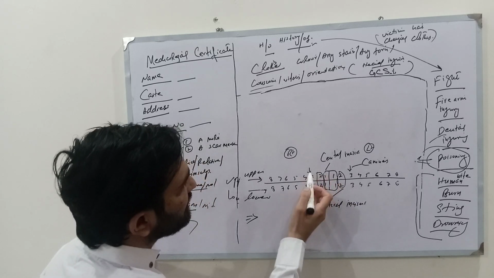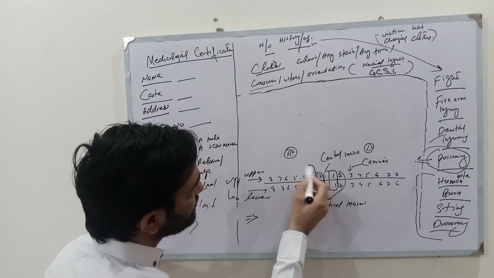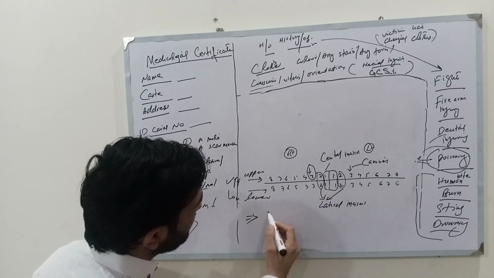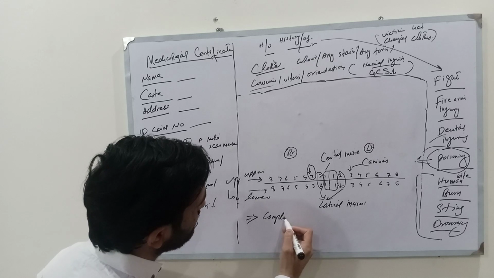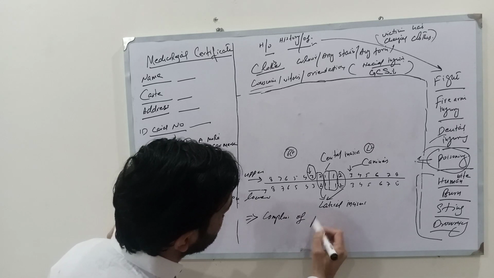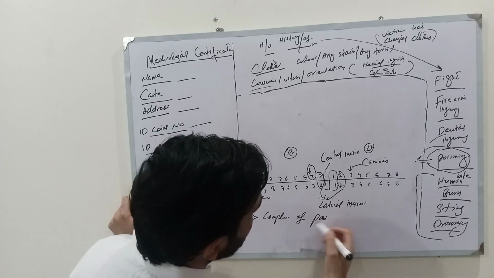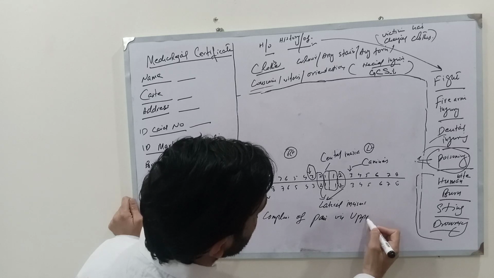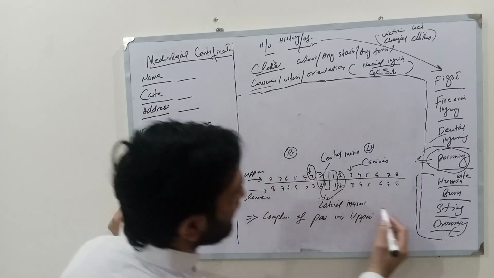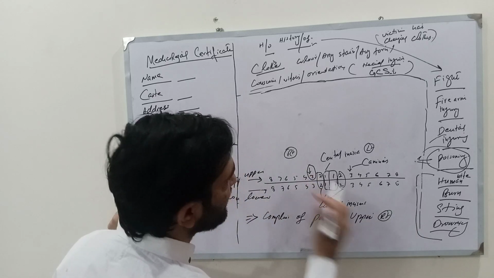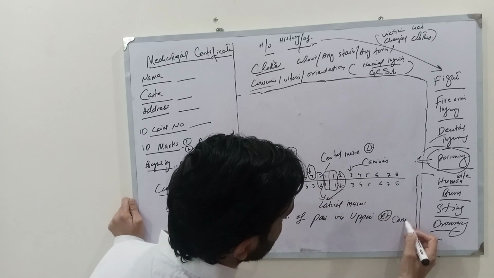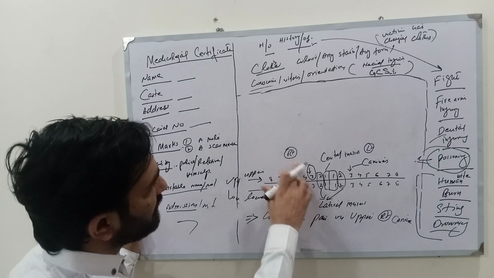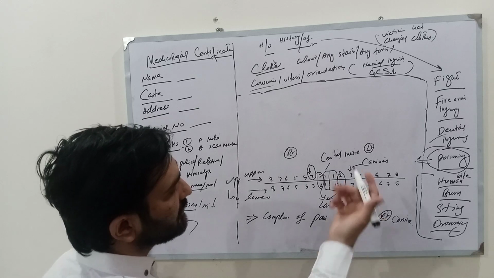So if we write a scenario, for example, there is a patient complaining of pain on this tooth. So how do we write this? Complain of pain on upper, this is upper right canine. Upper right canine.